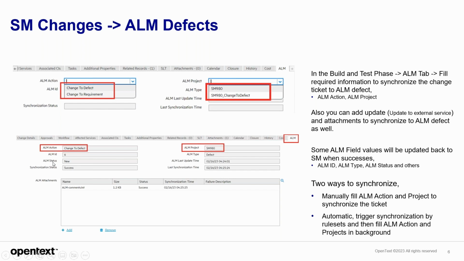And from the picture, you can find the ALM action and ALM project are filled by menu. And the synchronization job starts when you fill the value and save the change ticket. We also support automatic synchronization. It means the synchronization is triggered by rulesets. Once the condition defined in the rulesets is met, it will fill the ALM action and ALM project in the background with predefined values. So there are two ways to trigger the synchronization job. You can use them according to your business.